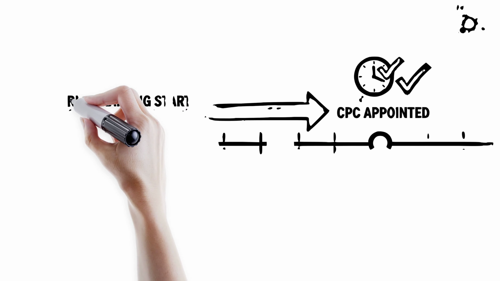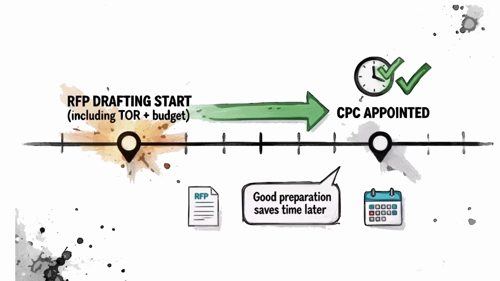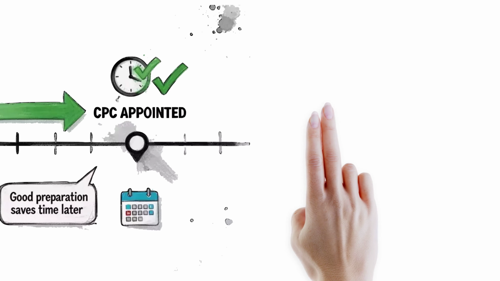Guideline 6.1 says the procuring entity should start drafting the RFP, including the terms of reference and budget, before the Consultant Procurement Committee is even appointed. Why? Because good preparation saves time later. So what must an RFP contain?